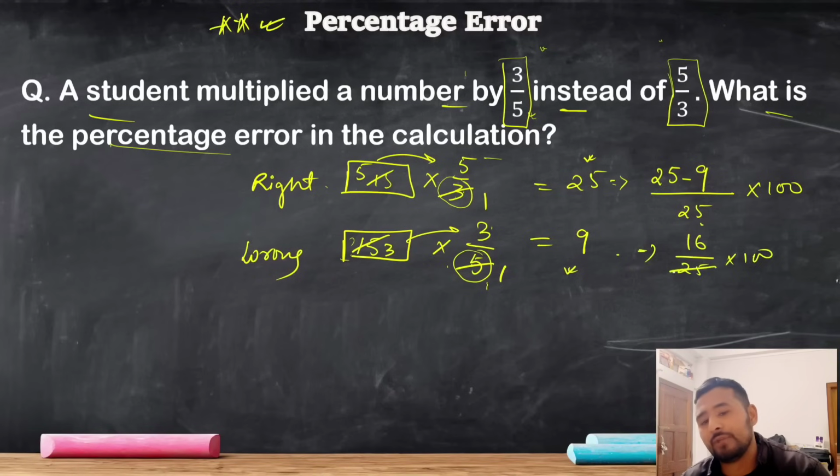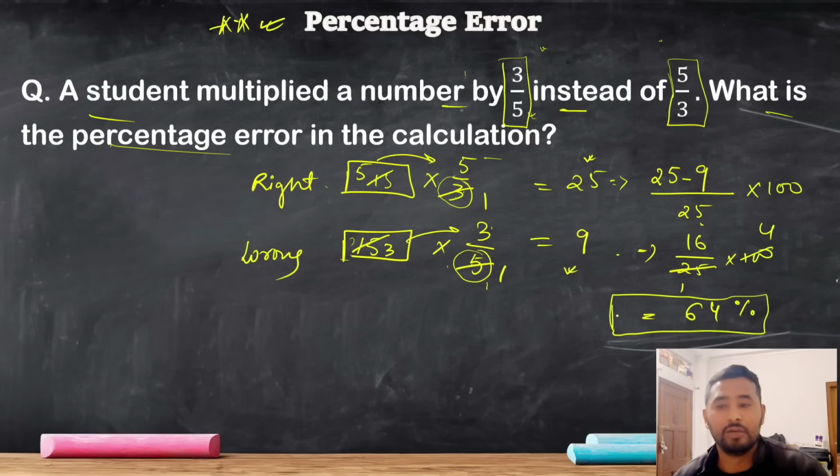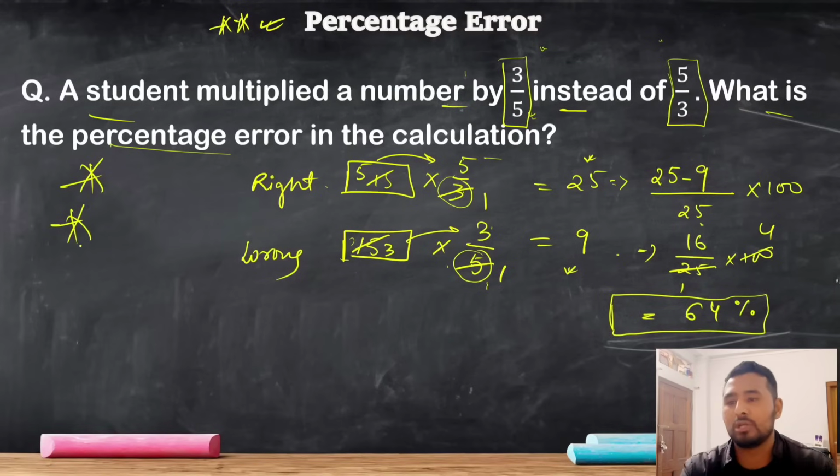You cancel 25 once, 25 four times. When you multiply, you're getting a percentage change of 64. I hope this is clear. If not, rewatch it. Okay, this is very important. Let's see one more question of this type.